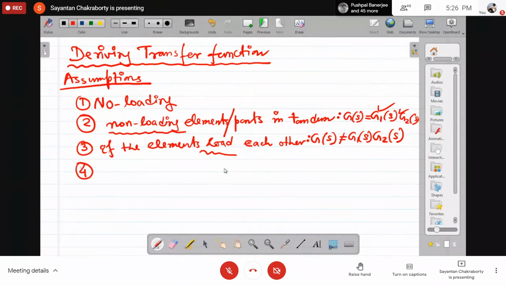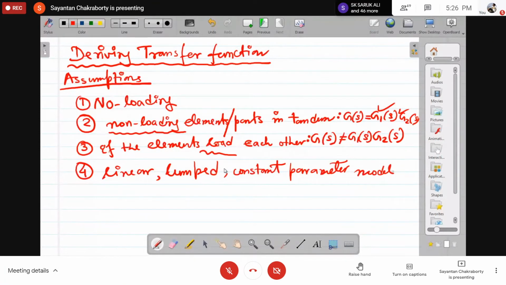Last but not the least, it is very important that the system should be approximated by a linear, lumped, constant parameter model. The system must be approximated by a linear, lumped, and constant parameter model by making suitable assumptions. So this transfer function concept requires the system model to be linear, lumped parameter with constant coefficients. For that, you need to make some suitable assumptions.